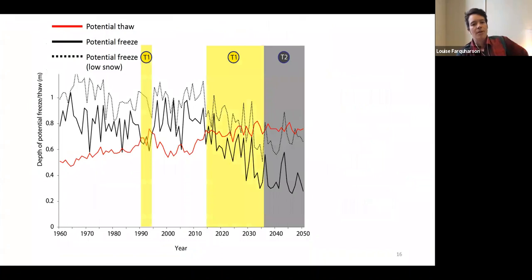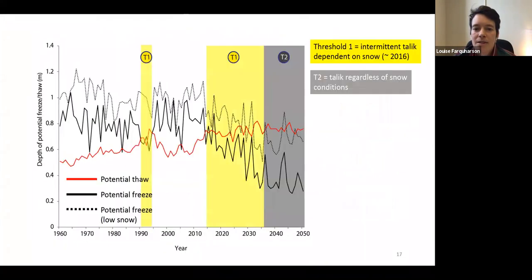And so we can think about these two lines intersecting as different thresholds. So we have our first threshold. Next slide. Adds a few more bits and pieces detail-wise. So our first threshold, where we have intermittent talik formation, but it's dependent on average to heavy snow conditions. And then we have our second threshold, where talik continues regardless of snow conditions.